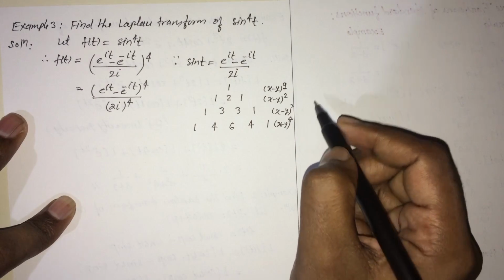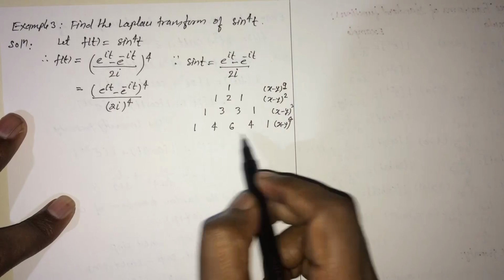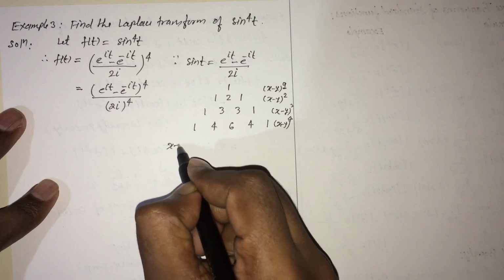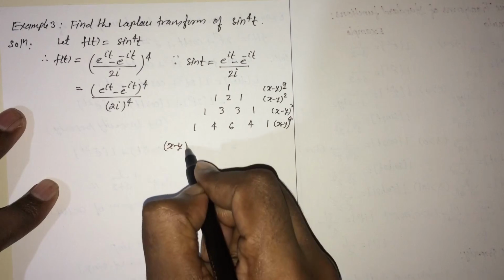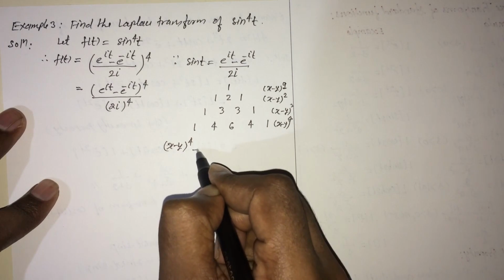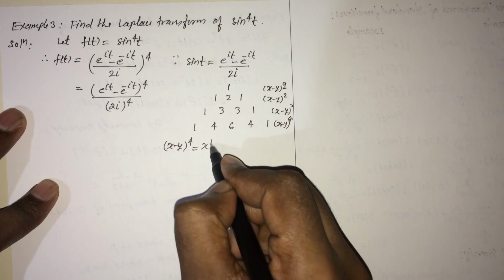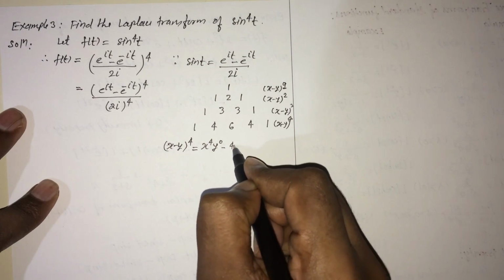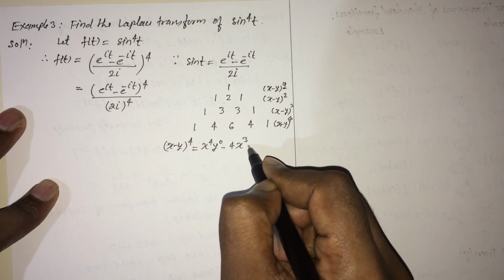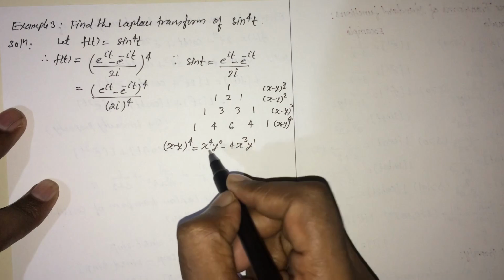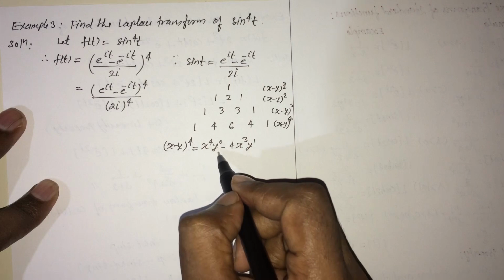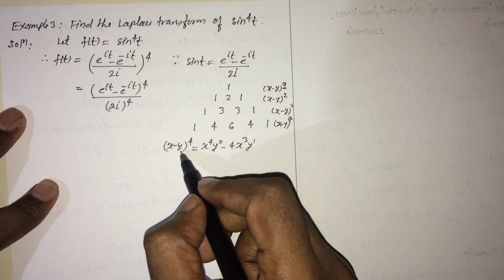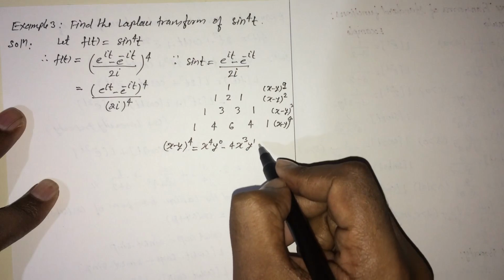Okay, so we will use this formula over here. Here (x − y)^4 is equal to x^4 y^0 − 4 x^3 y^1. So here the first power decreases and the second power increases. The power of x decreases and the power of y increases.